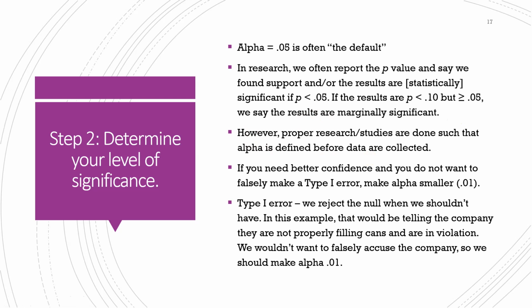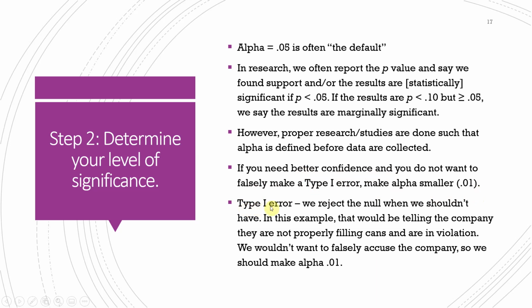So Kristen, what should we do? How should we set it? 0.01, 0.05, 0.10. This is actually a decision you have to make based off of the confidence in your results. If you need better confidence in the decision that you're making, and you don't want to falsely make a type 1 error, you want to make alpha smaller.